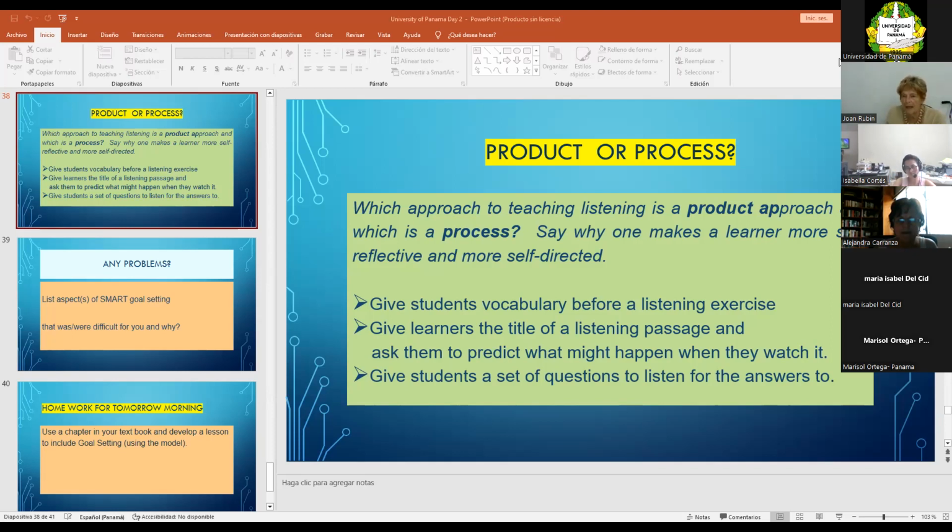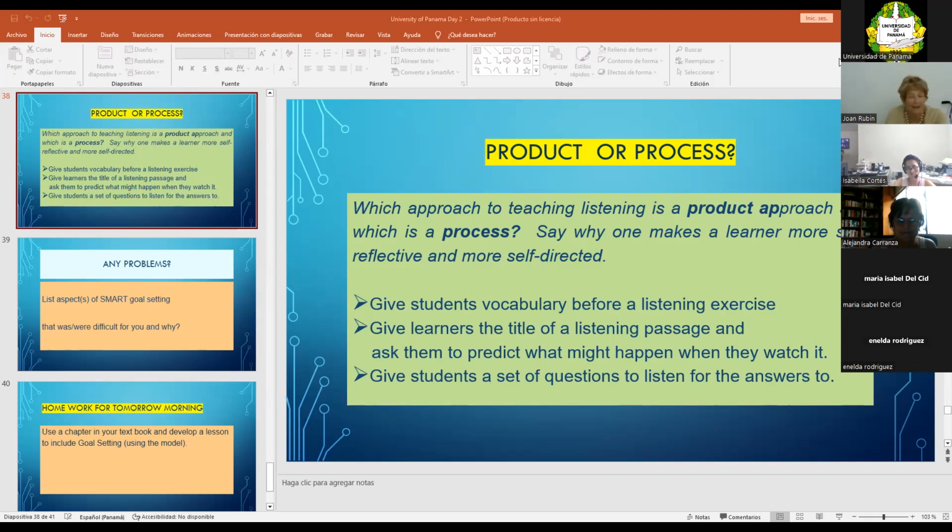All right, the next one: give learners the title of a listening passage and ask them to predict what might happen when they watch it. Product or process? Process. Sure, because they are learning how to predict. That is process. Good job, everyone.